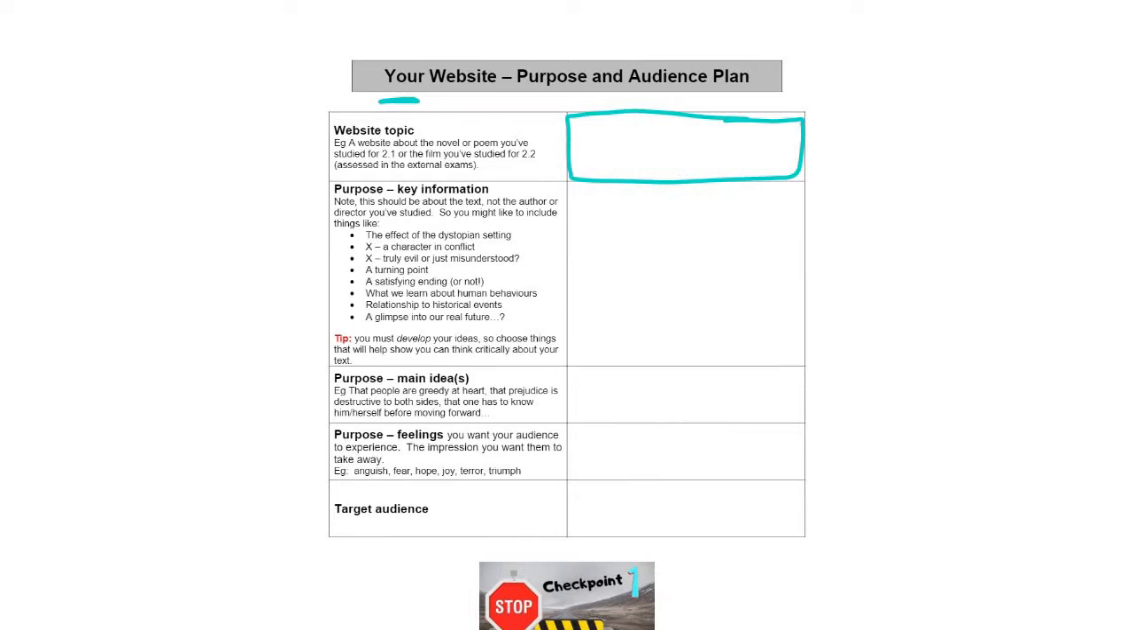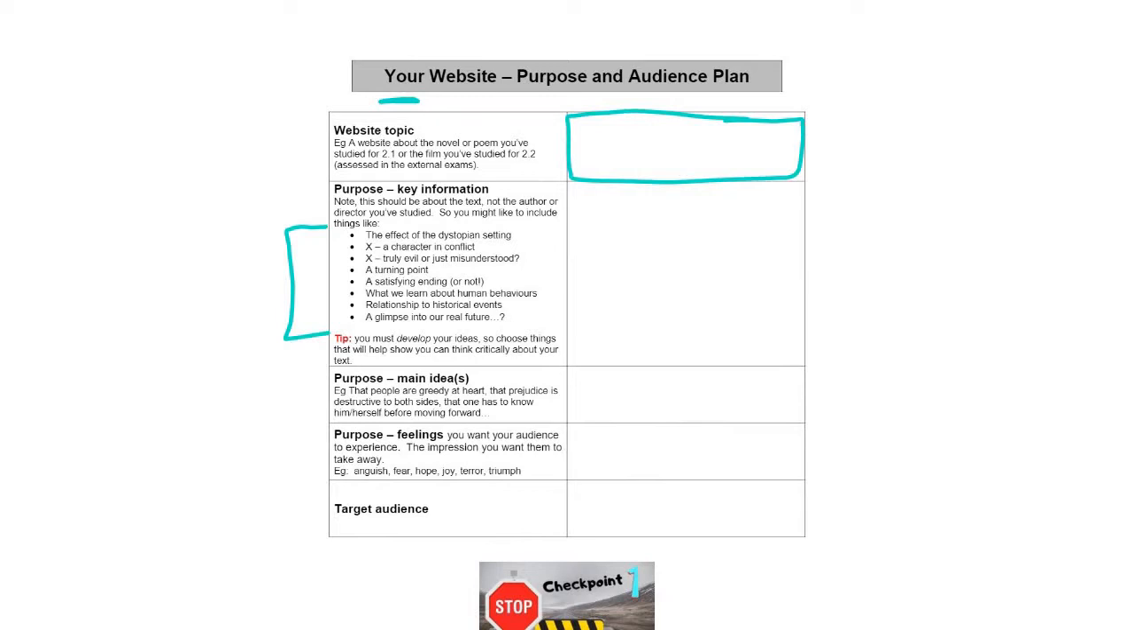Your purpose, so there's going to be key information that you'll convey, and we're not talking about a list of characters or the title or the author or whatever. We're talking about things like this that you can develop. So what's the effect of the dystopian setting, for example? Now you can really get into that and develop some ideas. Or you could perhaps have a website about a character in conflict. So external conflicts as well as internal conflicts.